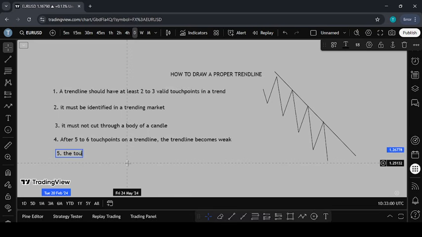The touch point of a trend line, very important. There are certain rules you must follow. It should be identified from a swing point. Right, identified from a swing point.